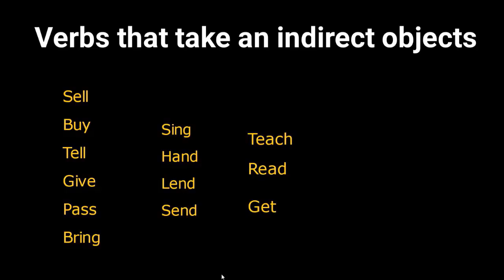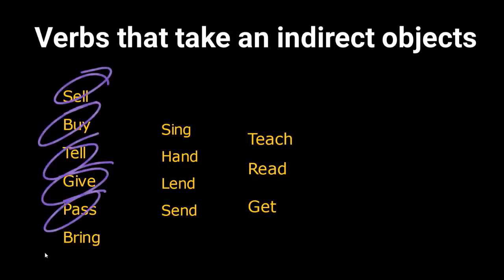So here on the screen are the most common ditransitive verbs we have in the English language. Sell, buy, tell, give, pass, bring, sing, hand, lend, send, teach, read, get. These are the most common ditransitive verbs we have in the English language, right? All these verbs will take two objects, direct and indirect, right? And other verbs, linking verbs, intransitive verbs will not take two objects, will not have indirect objects in them, all right?